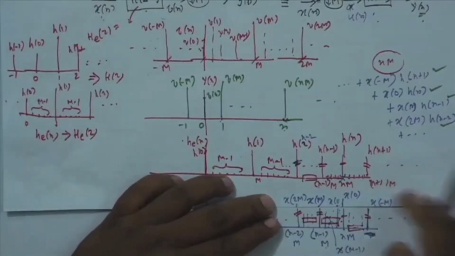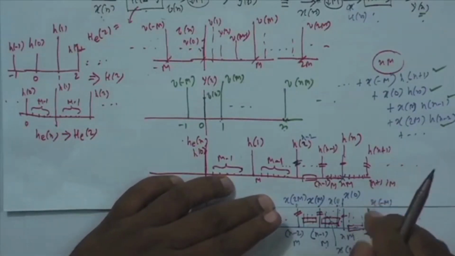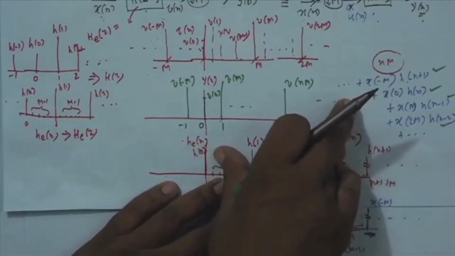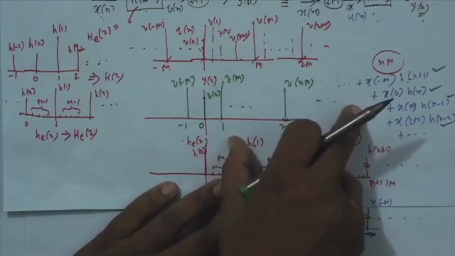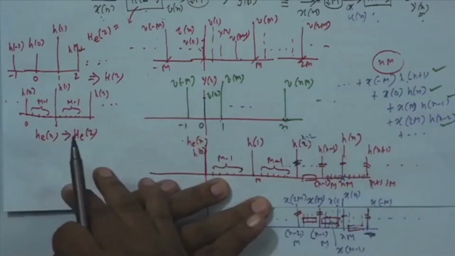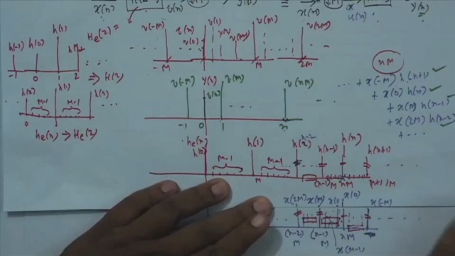x n, and find out the output at n m. How to do the convolution? Hold one sequence, the h sequence, the expanded h version h e n, as it is. Take the other sequence, x n, reverse it, that is flip it, and shift it to the right by n into m, because I am interested in finding n into m.